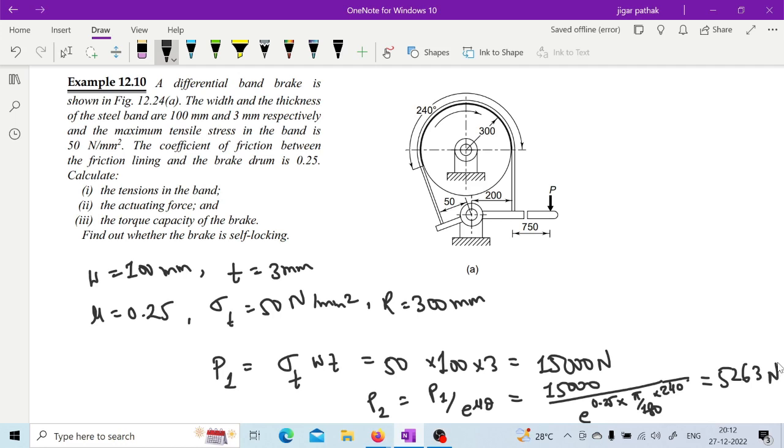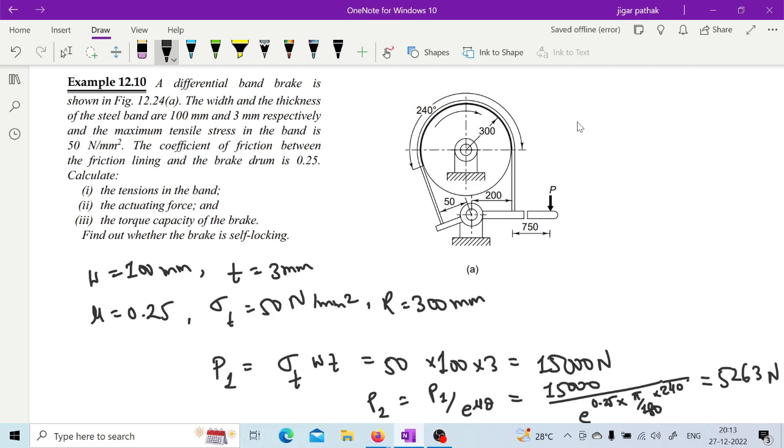Right, I guess 2.718, or in that some calculation may be varied, right? So all of you almost are getting this 5263. Yes, sir, getting 5265. Okay, that is okay. Right, now the actuating force you have to calculate by applying the equilibrium of moment.